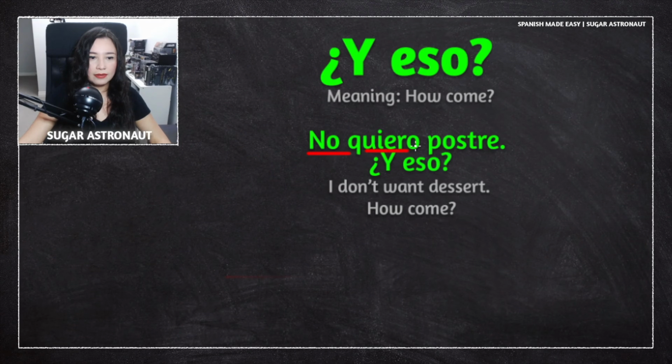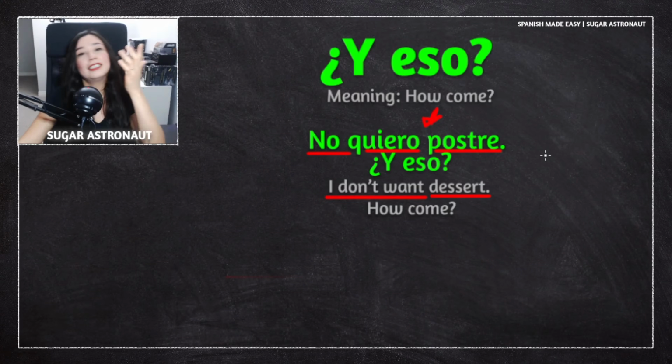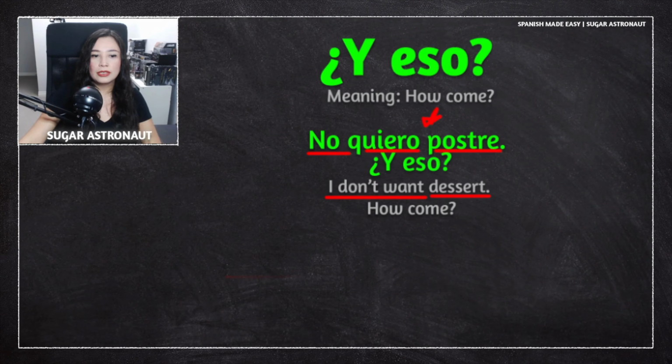No quiero means I don't want. Postre, dessert. Okay? It's not common to say no quiero el postre because sometimes in Spanish you use definite articles like el, la, los, las. But when you are talking about not wanting something or wanting something, you just usually say no quiero and then the noun. Okay? Unless there's something specific.